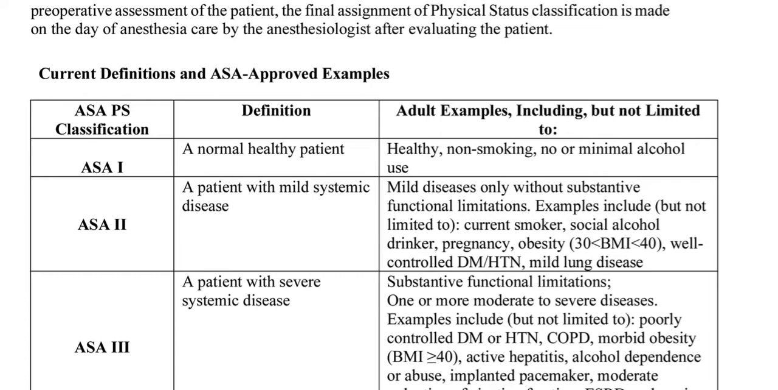Next, ASA 2, a patient with mild systemic disease. Example: mild disease only, without substantive functional limitations. Examples include but are not limited to current smoker, social alcohol drinker, pregnancy, obesity with BMI greater than 30 but less than 40, well controlled diabetes mellitus or hypertension, mild lung disease. So all these diseases come under ASA 2, a patient with mild systemic disease.